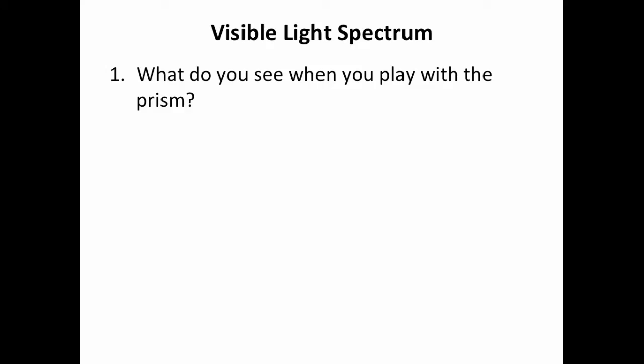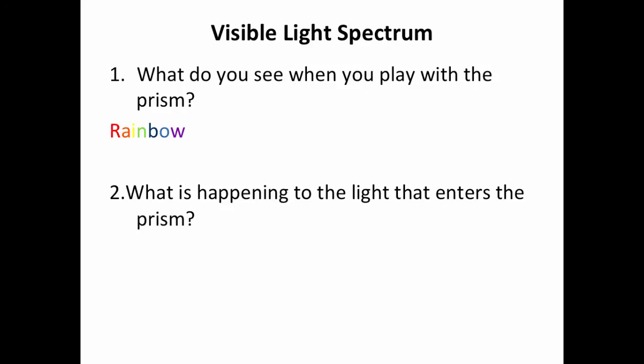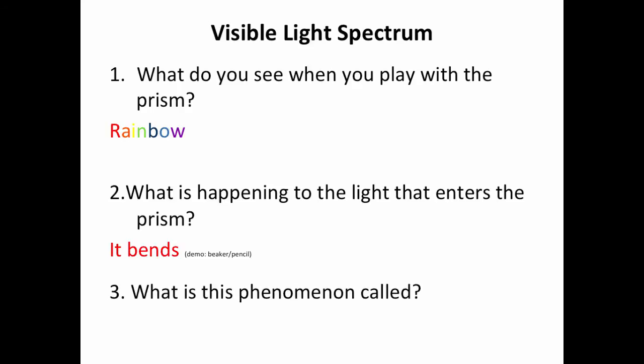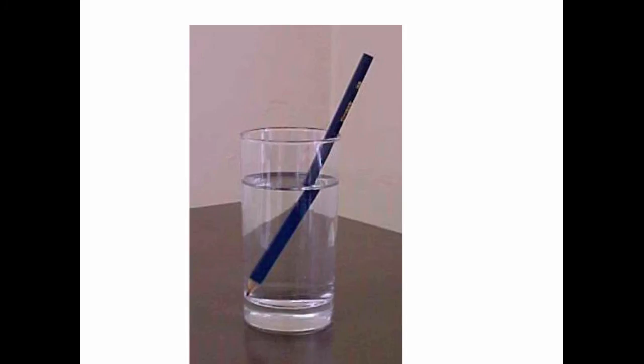So what do you see when you play with the prism? You can see rainbows. Why do you see rainbows in the sky? Because light is entering through the water droplets, just like when it hits a prism. And when it goes into a different media, it causes it to bend. And when light bends, we call that phenomenon refraction. So the reason why you see a rainbow in the sky is the light is hitting through all the water droplets, bends, and it causes all the colors of visible light to come out.